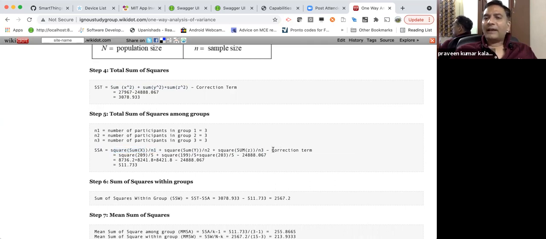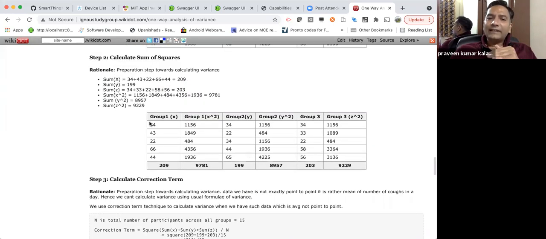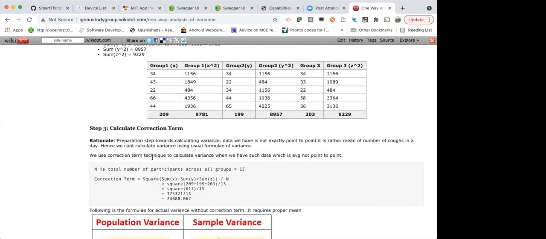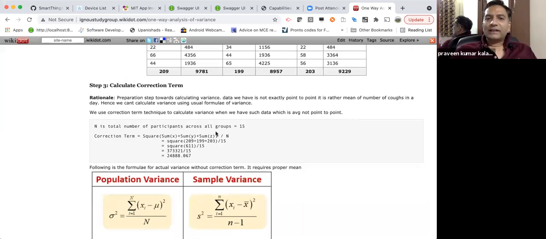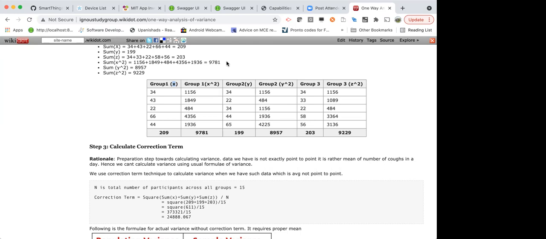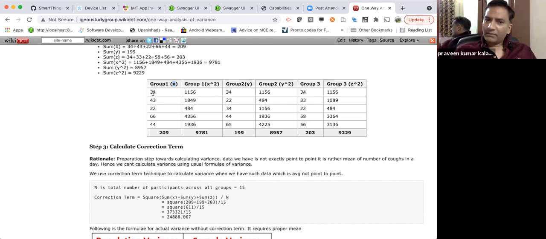The correction term comes into the picture because you are dealing with data which is not point-to-point data, it is average data. The way you calculate variance in this case is by using the correction term. I'll tell you the rationale as well. How you generally do it, you take a point x, subtract the mean, and then square it. Now you don't have a mean. This itself is a mean.